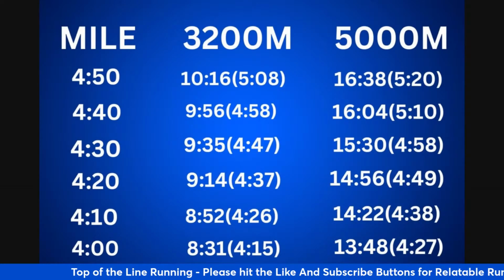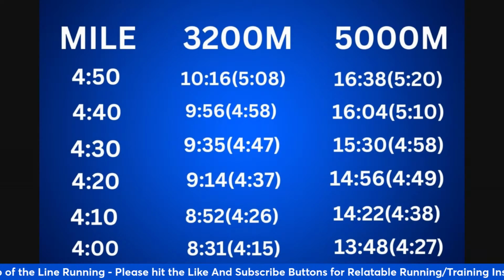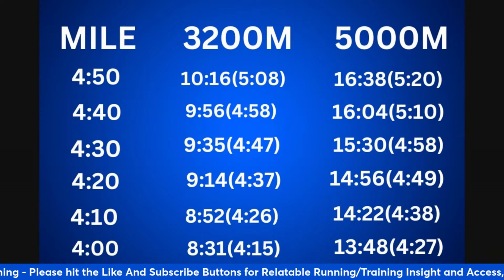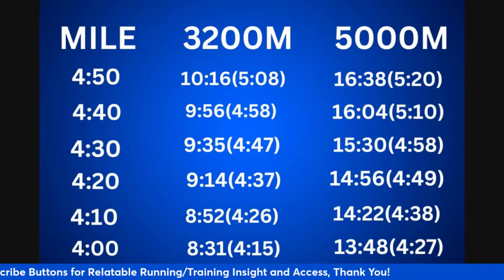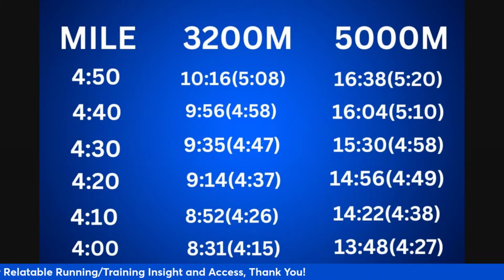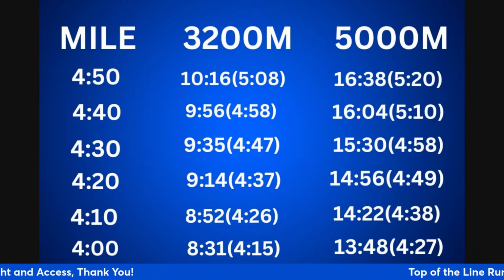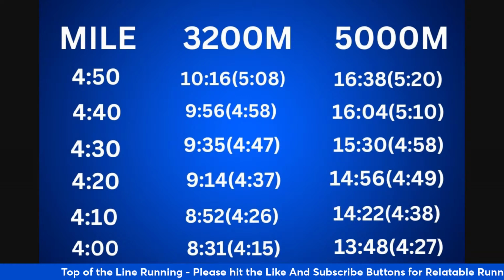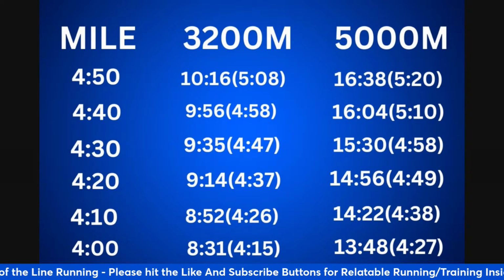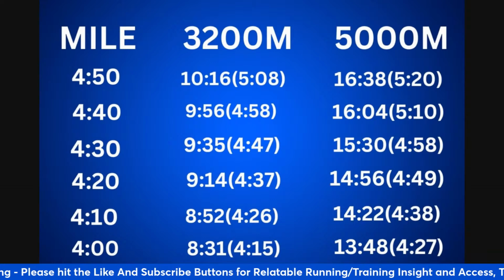Okay? Back at it. 4:50 mile. You're at about 10:16 for 3,200, 5:08 per mile. Or 16:38 for 5K, 5:20 per mile. You have 4:40 a mile. It's 9:56 for 3,200, 4:58 a mile. And 16:04 for 5K, 5:10 per mile. 4:30 at the mile. You're at 9:35 for 3,200, which is 4:47 a mile. 15:30 for a 5K, 4:58 a mile.